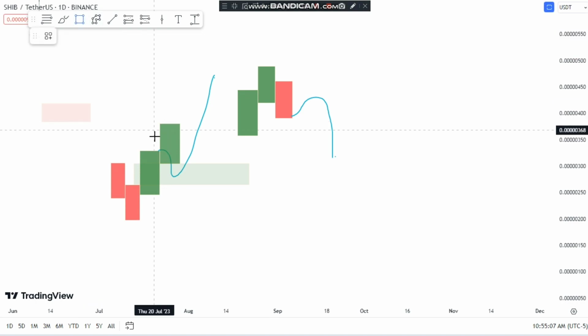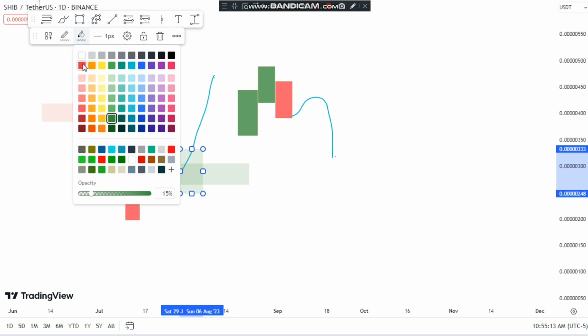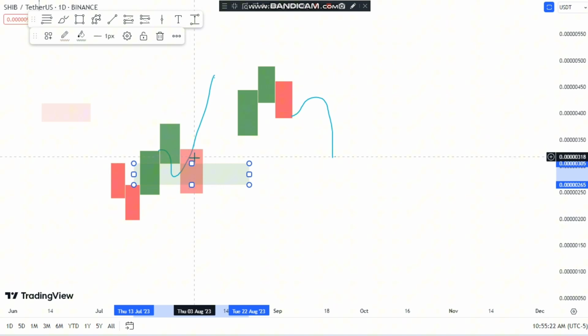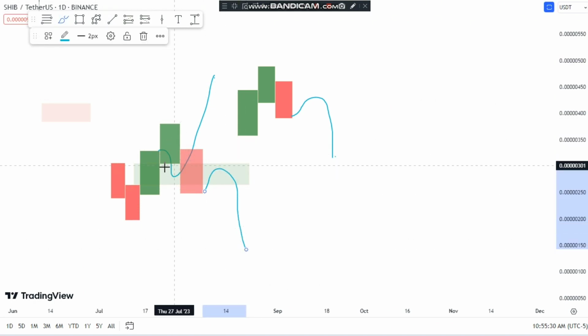Now what is breaker block? If you get a candle that goes down like this and it closes below this fair value gap, you can see that this candle has closed below this fair value gap. So now this fair value gap will act as a breaker block, and instead of pumping, the price will go down. This fair value gap will provide resistance. Like we discussed, this was a bullish order block and the price was supposed to pump from this fair value gap, but here what happened? Another candle closed below this fair value gap, and now this fair value gap will provide resistance and the price will go down.